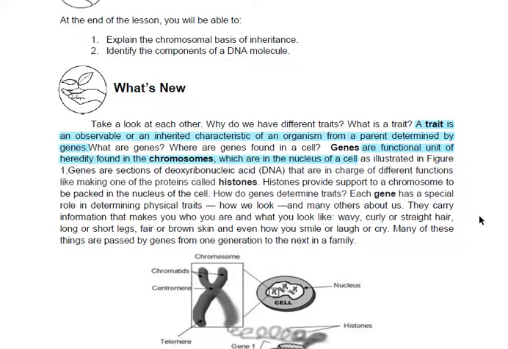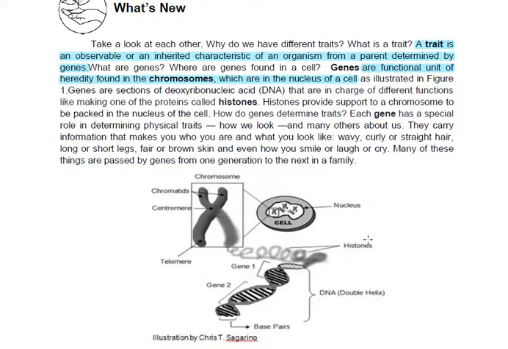Okay? So, here, it is illustrated in Figure 1. If you'll notice, genes are sections of our deoxyribonucleic acid or DNA. So, let us know, what does DNA stand for? It is deoxyribonucleic acid. So, sa sulod daw sa DNA naa ang genes.